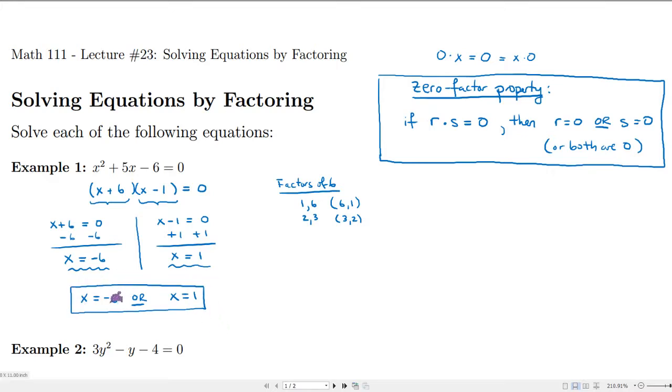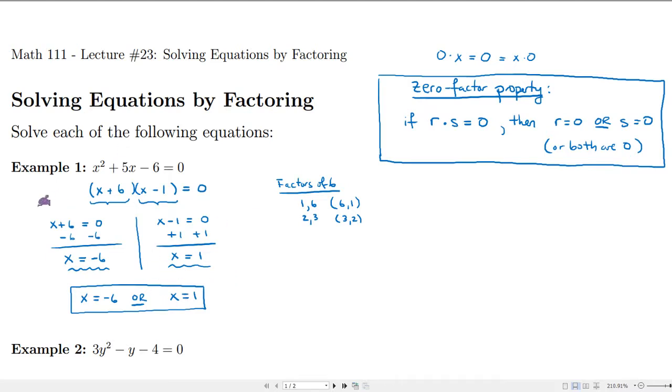Okay, and if you plug in either of these values, let's say we plug in 1, you'd have 1 squared, which is 1, plus 5, so that'll give us 6, minus 6 is 0. So that indeed is a solution. And minus 6 squared would be 36, and then minus 30, then minus 6 would be 0. So these two are definitely solutions. Okay, and that's pretty much how we're going to use this zero factor property again and again and again.